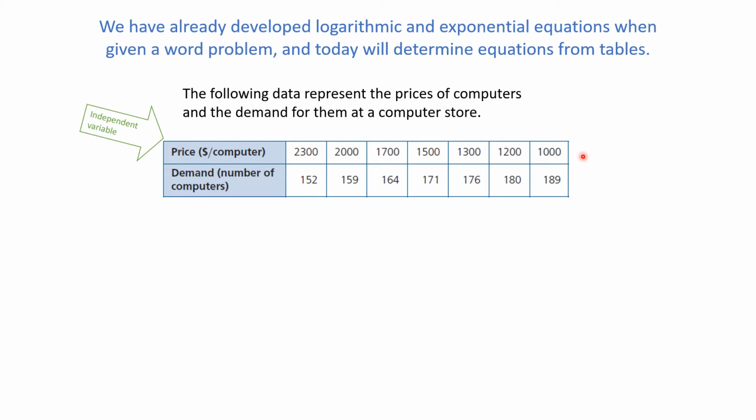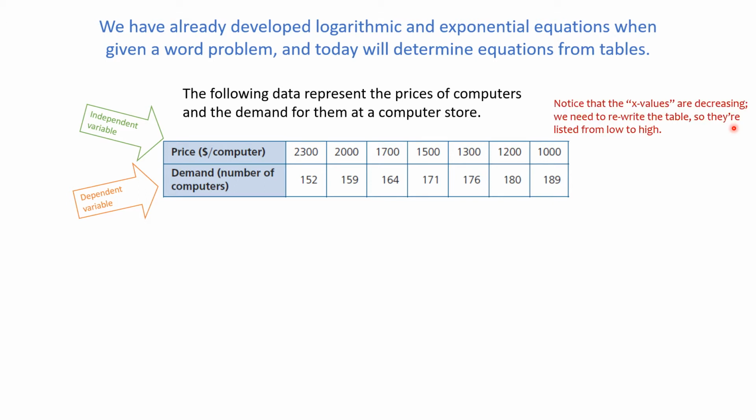The first value usually in a table is the independent variable, and that's the case in this one too. Because the demand, this number depends on the price you set for your computer. So this is independent, but the number you sell depends on the price that you set.